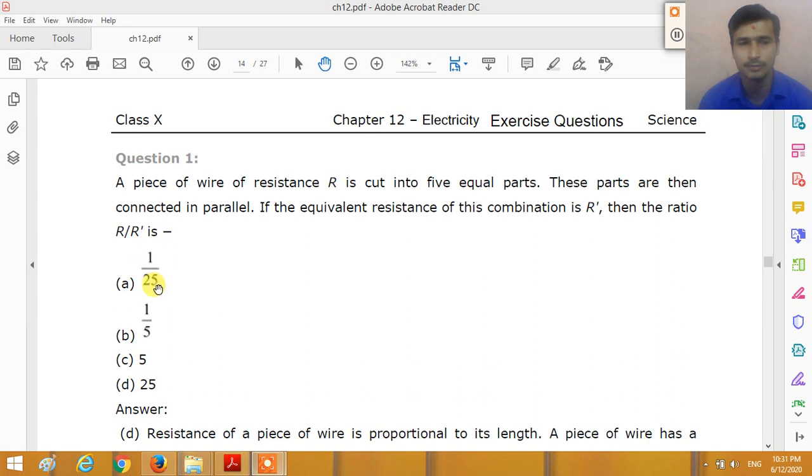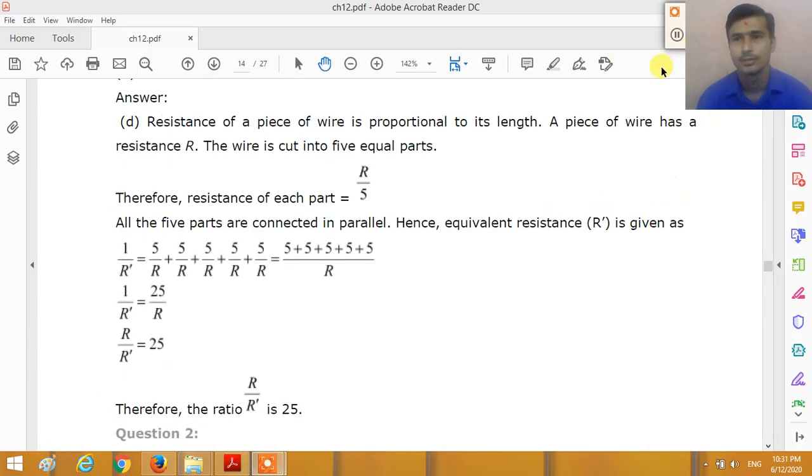First option is 1 by 25. Second option is 1 by 5. Third option is 5. And fourth option is 25. So now let us discuss the answer.